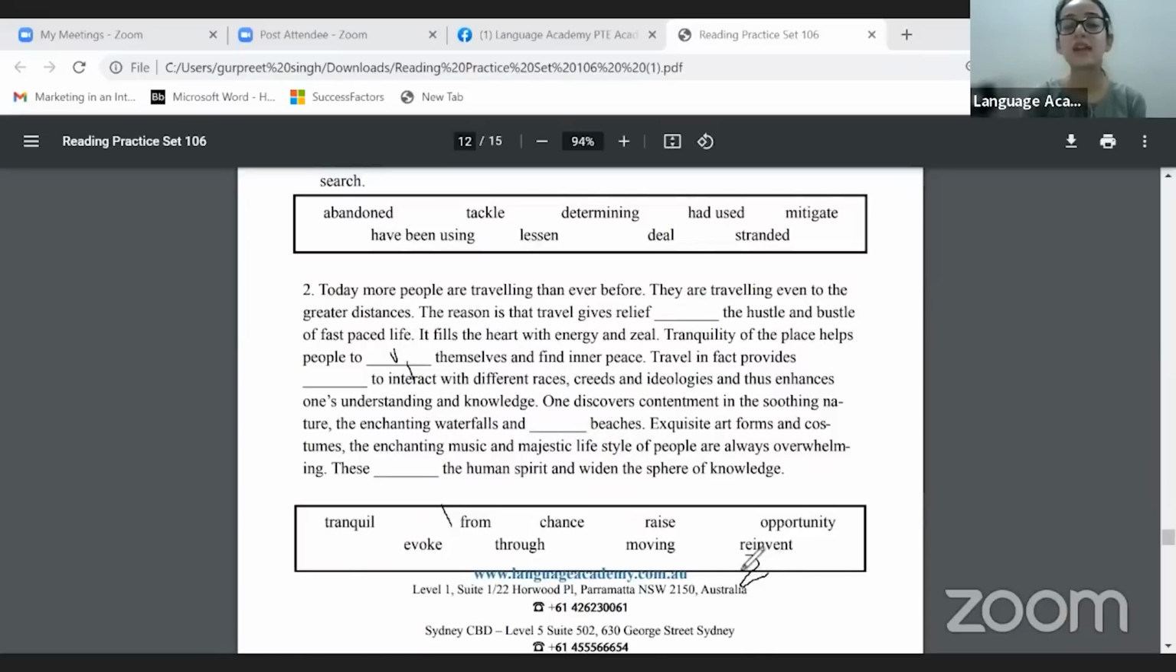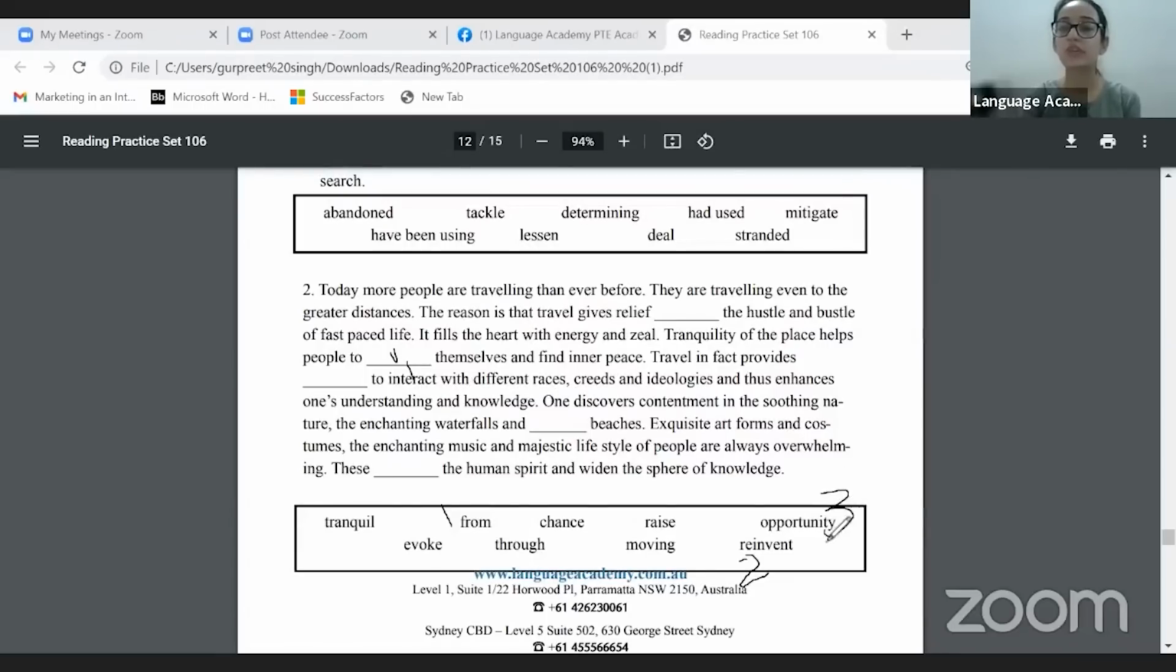Reinvent here means that, like, you heard those advertisements in which they say visit this place, discover the new you. So when you go to such a quiet, relaxing, calm place, it actually gives you time to reinvent your own soul, so that you come back as a better person. That is the meaning of reinvent here. Travel, in fact, provides opportunities to interact with different races, creeds, and ideologies. This was easy.